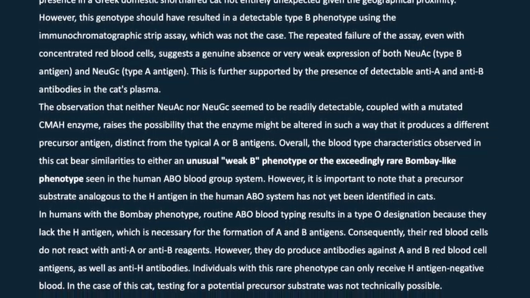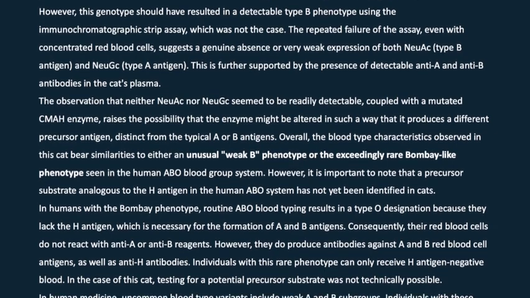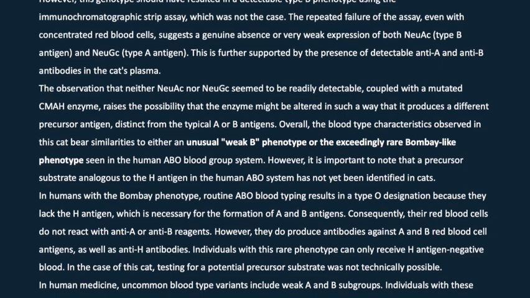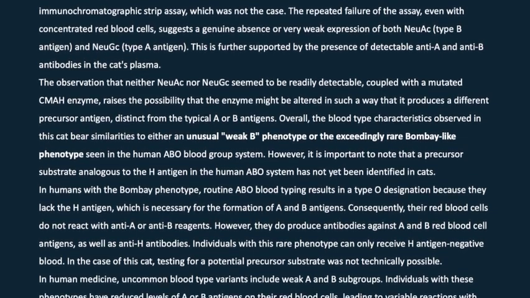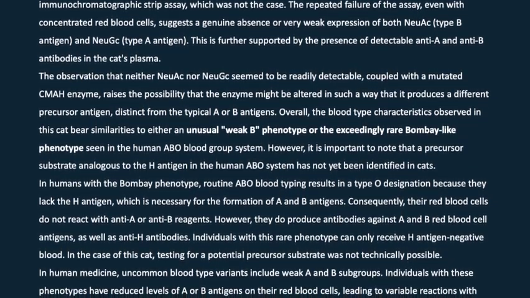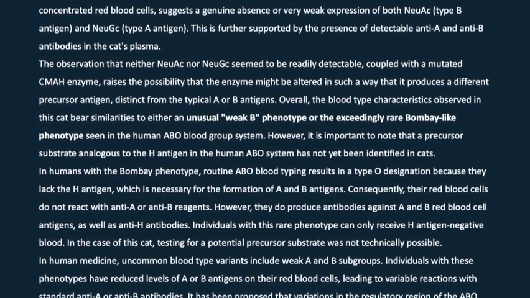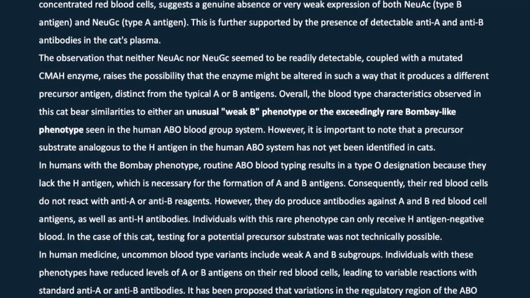Overall, the blood type characteristics observed in this cat bear similarities to either an unusual weak B phenotype or the exceedingly rare Bombay-like phenotype seen in the human ABO blood group system. However, it is important to note that a precursor substrate analogous to the H antigen in the human ABO system has not yet been identified in cats.